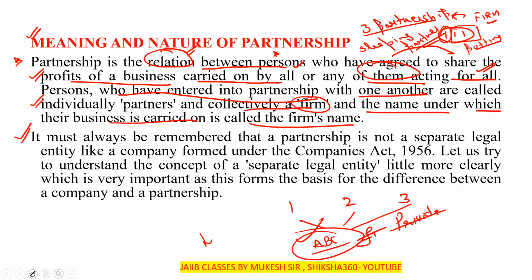So it must always be remembered that a partnership is not a separate legal entity like a company formed under the Companies Act 1956. Clear? A company is a legal entity. On the other hand, a partnership firm is not like that. What is the meaning of that? Let's try to understand. Clear?